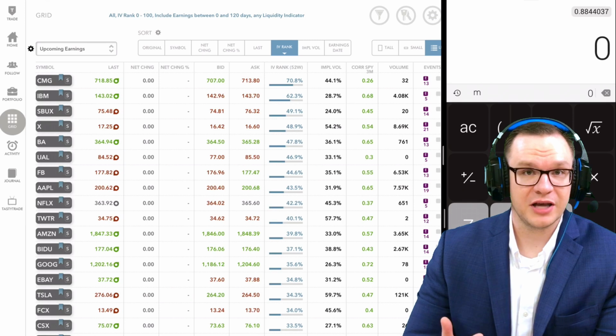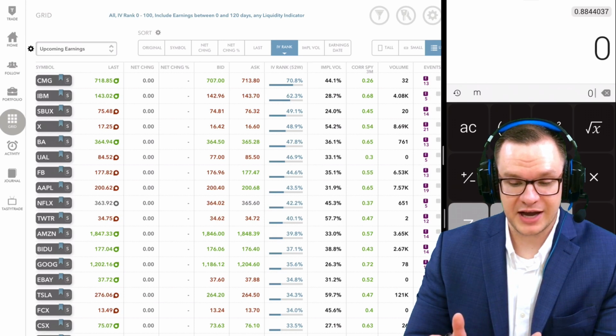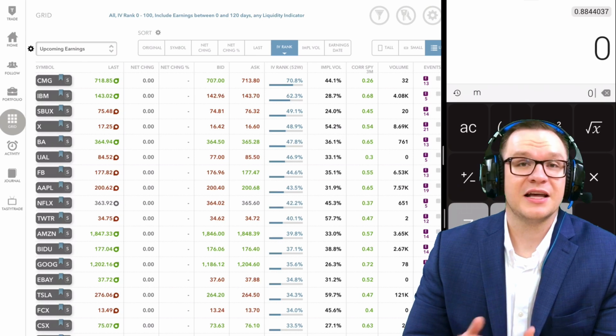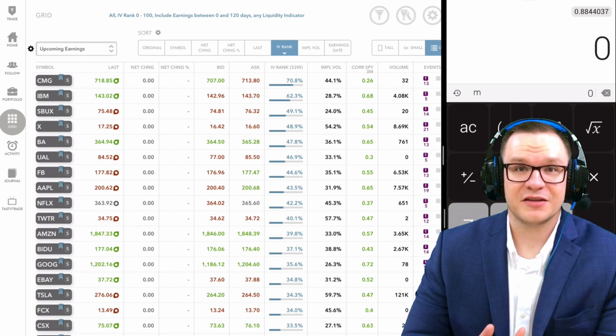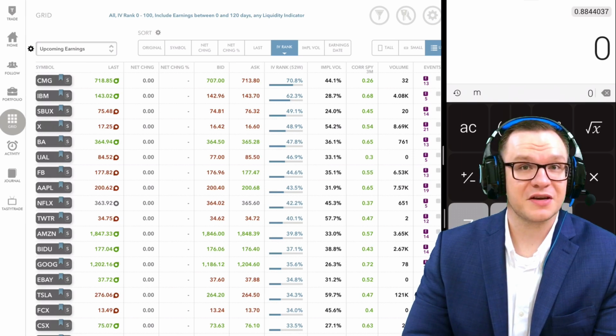We're looking at Chipotle, that's CMG. We're looking at IBM and maybe even Starbucks. But what I see right away is Chipotle has an implied volatility rank of 70.8%. That means its options are priced higher than they are 70% of the time. That's a great time if you're looking to sell something, priced like a Mercedes, if you remember.